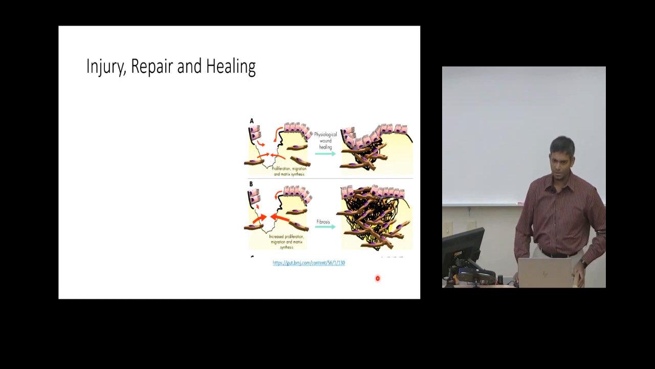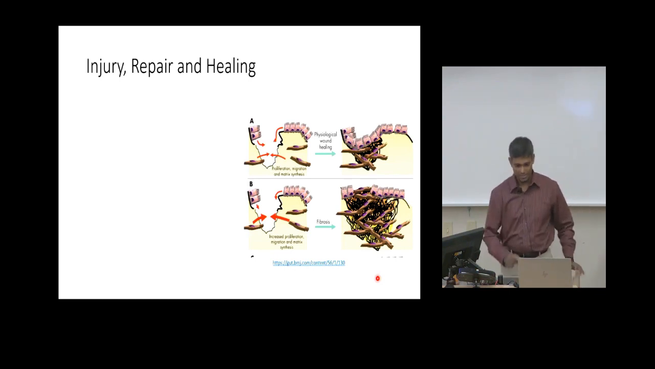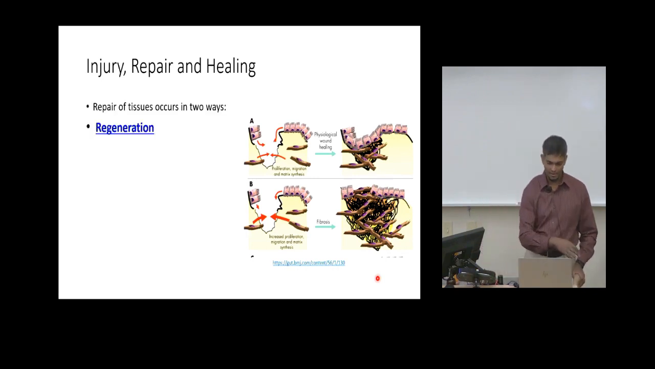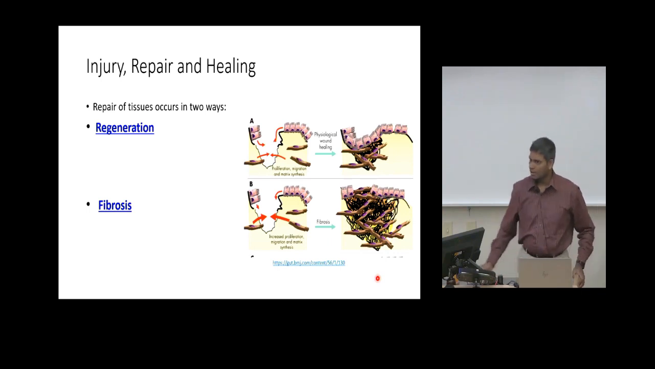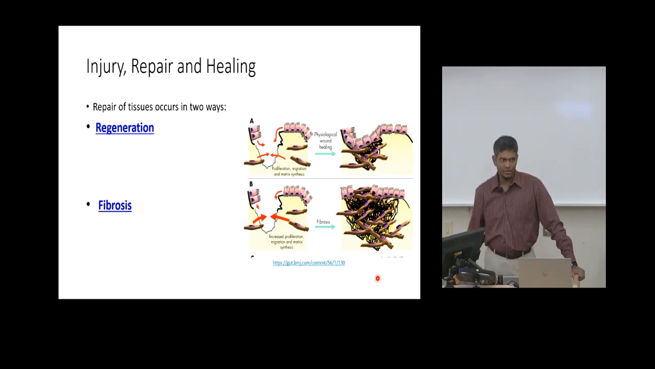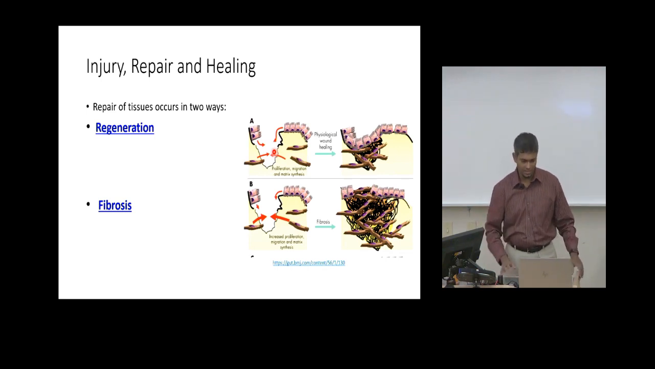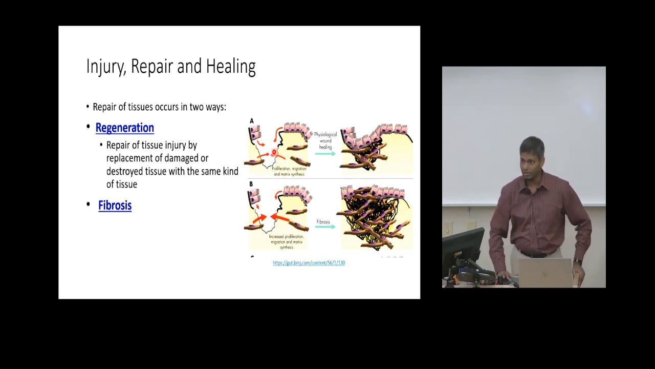So when you think about the healing which takes place after an injury, it can happen in two ways. The first type of repair could be regeneration. The second is fibrosis. Regeneration is when tissue is damaged and it is replaced with the same type of tissue. For example, let's say you have a cut on your skin and the epithelial cells have been damaged, and then those epithelial cells are replaced with more epithelial cells. That's an example of regeneration.